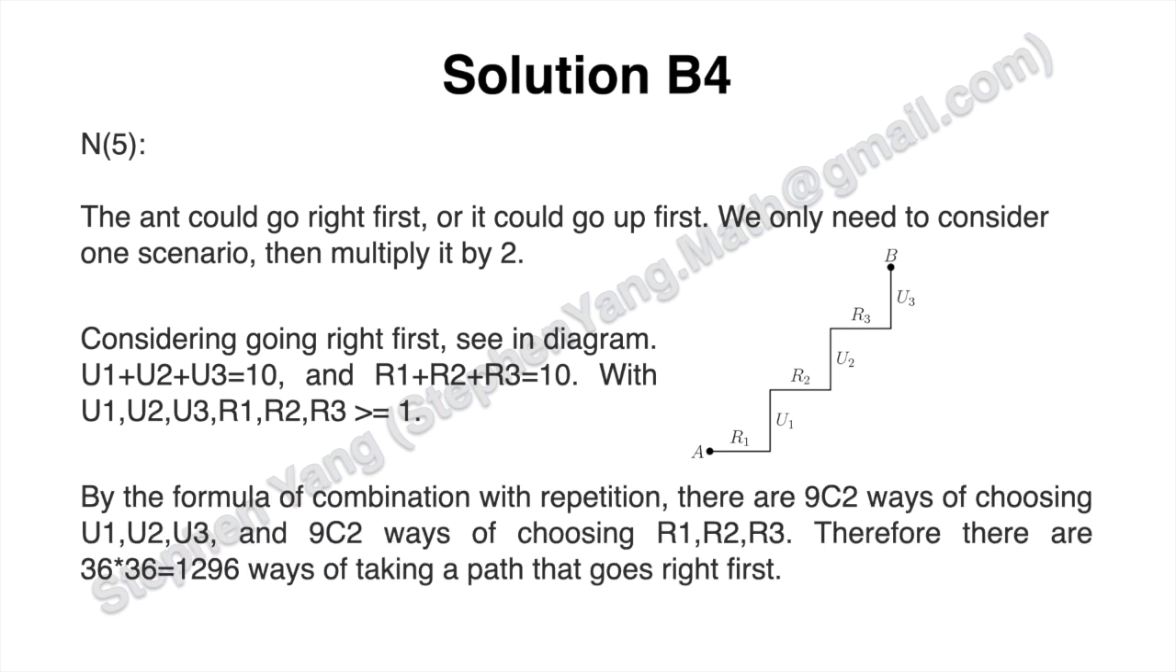Now, by the formula of combination with repetition, there are 9 choose 2 ways of choosing U1, U2, and U3, and 9 choose 2 ways of choosing R1, R2, and R3. Therefore, there are 36 times 36, which equals 1,296 ways of taking a path that goes right first. And now remember, we can also go up first. So n5 equals 1,296 times 2, which equals 2,592.